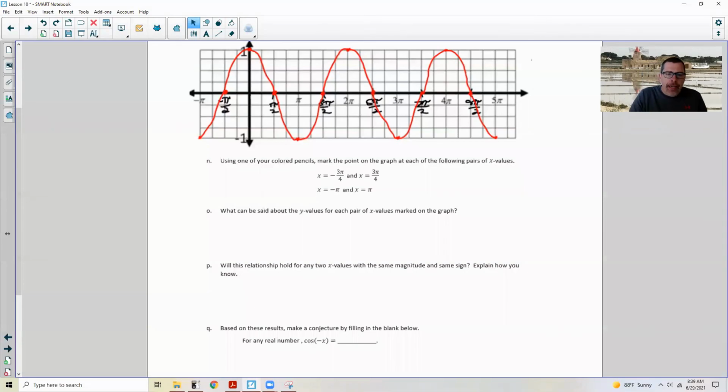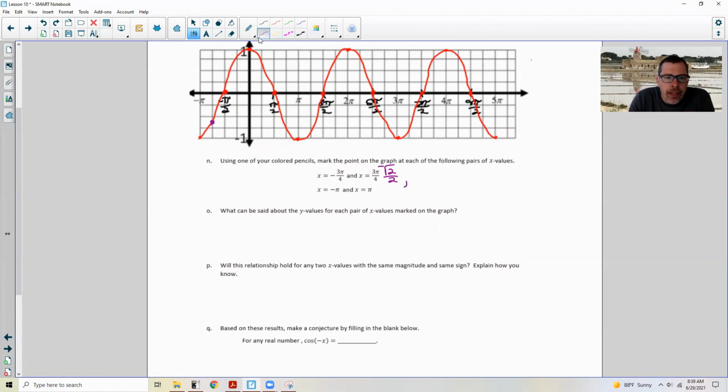Okay, so part N says to use one of your colored pencils. Okay, so this is getting pretty monotonous, don't you think? Use one of your colored pencils, mark the point on the graph at each of the following pairs of x values. X equals negative 3 pi over 4. Negative pi over 4, 2 pi over 4, 3 pi over 4 is down here. That is the negative square root 2 over 2.